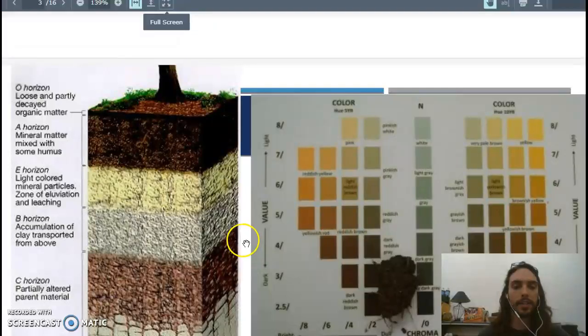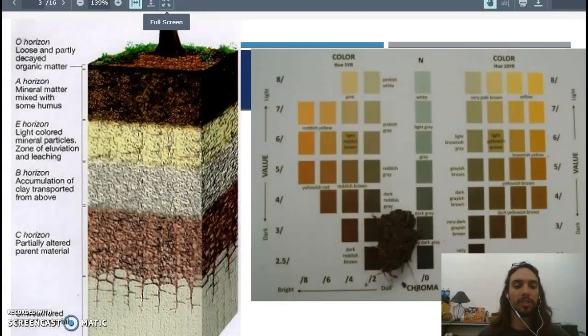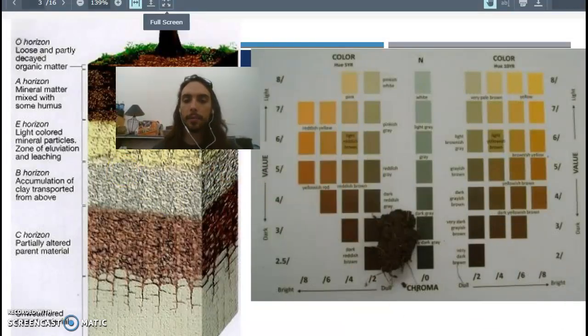So really, for horizonation, you just have to look at the layers of the soil. If you find microbes in it, that's the A or O horizon. Anything else below that, you can kind of figure out on your own. It's not super important that you know, but that's just the basics of it. And then we've got color.